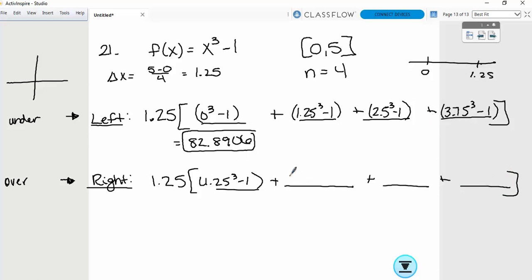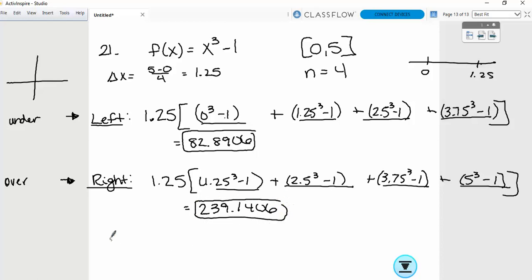Okay, so we're adding up our 4 things. So we add our change in x, so 1.25 plus 1.25 is 2.5 cubed minus 1. 3.75 cubed minus 1. Add 1.25 again and we get 5. So really the only difference between these is the first and the last point. And if you plug all that in your calculator, you get here.